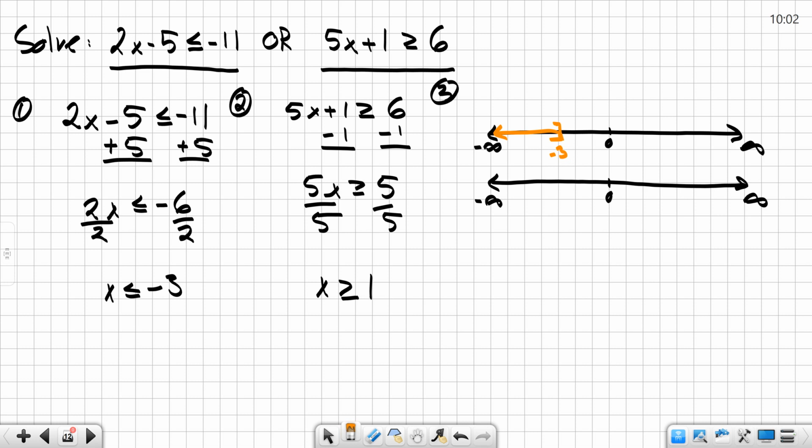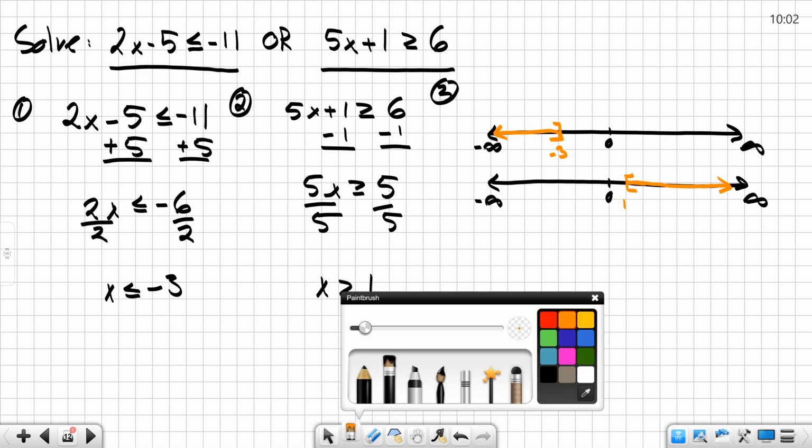The second inequality said x was supposed to be greater than or equal to positive 1. So if I say this down here was positive 1, then greater than positive 1 goes to the right. Greater or equal to means I have a bracket.